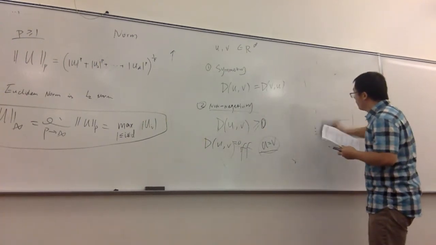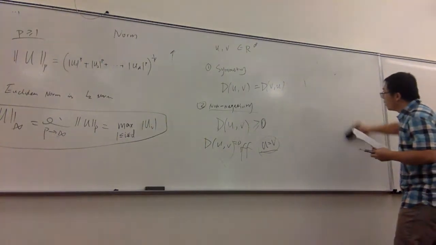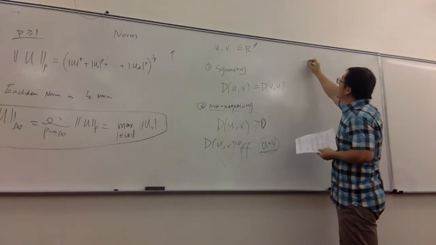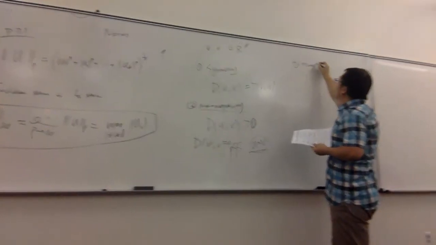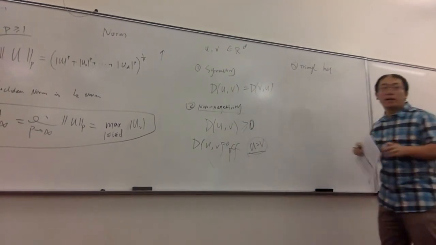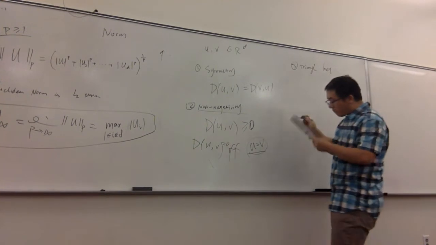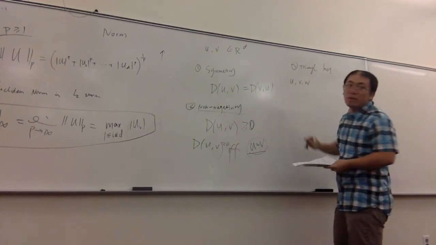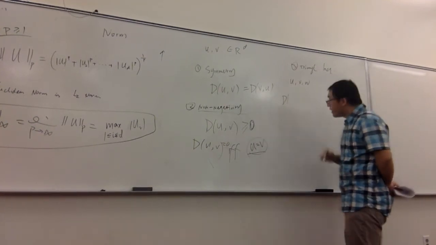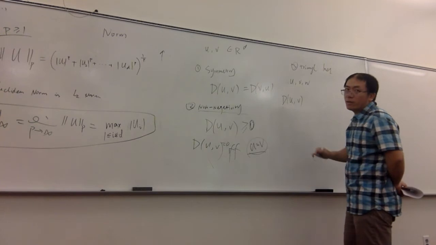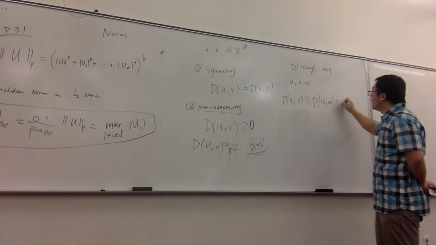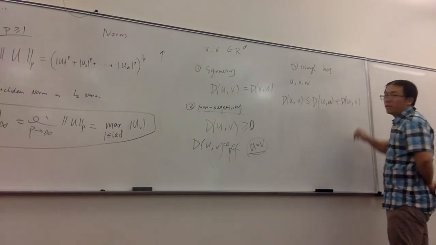And the third one is not easy to come up with. It's called the triangle inequality. What does triangle inequality mean? We consider three d-dimensional vectors. Your valid distance metric should guarantee that the distance between u and v must be less than or equal to the distance between u and w plus the distance between w and v.